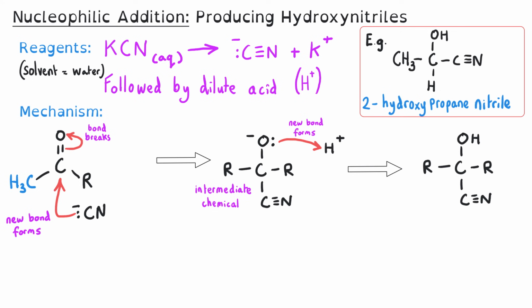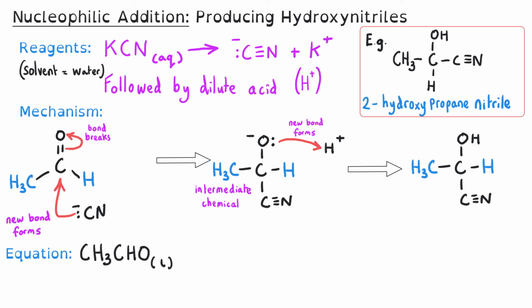Now, if in this mechanism we had used ethanal, that means we would have had a CH3 group in place of one of these R groups and a hydrogen in the other position. That means our intermediate would have looked like this. Again, we're just literally swapping those R groups out and the CH3 and the hydrogen in. And we do the same with the product. And you can see, in fact, that the first product that we have made is the 2-hydroxypropane-nitrile from before.